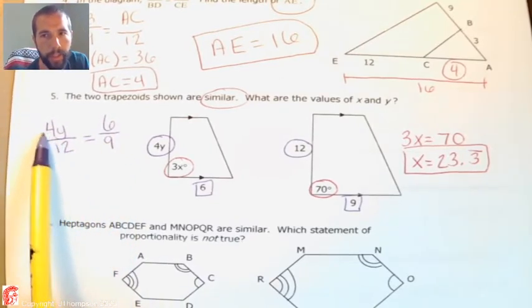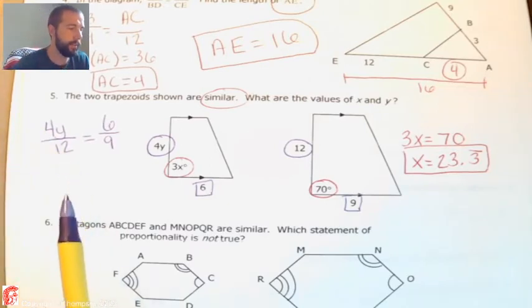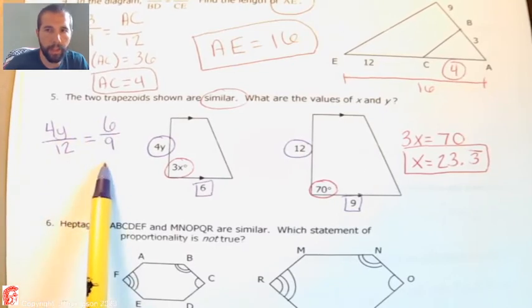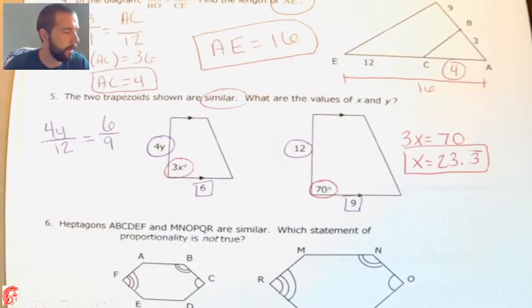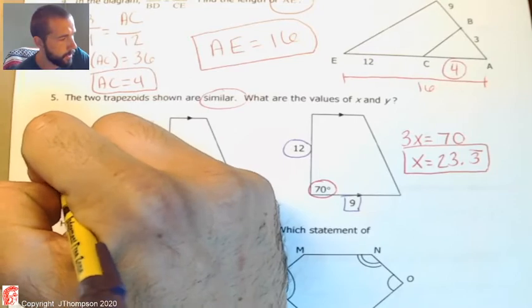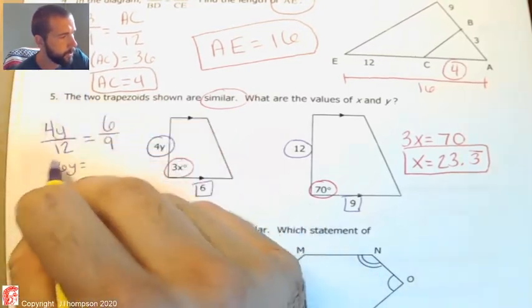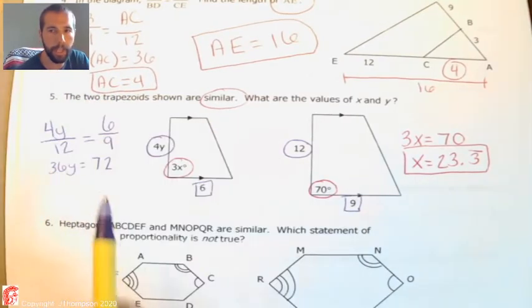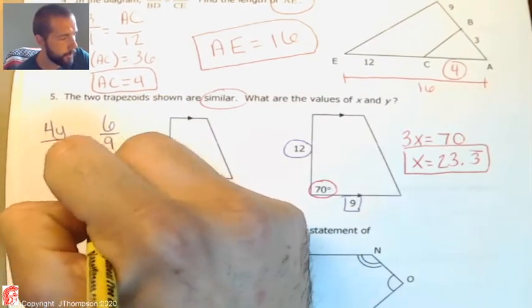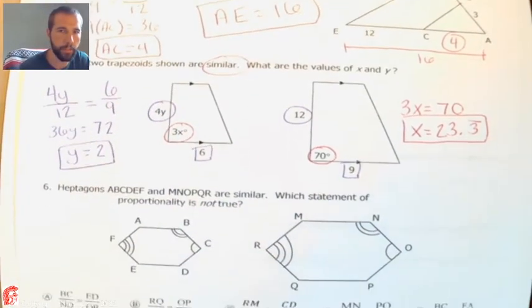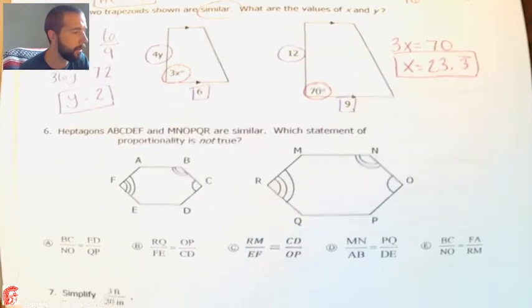4 over 12 reduces to 1/3. Just imagine how easy the numbers would be then. Once you have 1 over 3 equals 2 over 3, the numbers would be so much easier to multiply. I'm going to do it the long way, but if you reduce them, you will get the same answer. So 4y times 9 gives us 36y. 12 times 6 gives us 72. Then divide both sides by 36, and you get y equals 2. However you do it, you should get y is 2. The answer will never change, but the proportion could change depending on your liking.